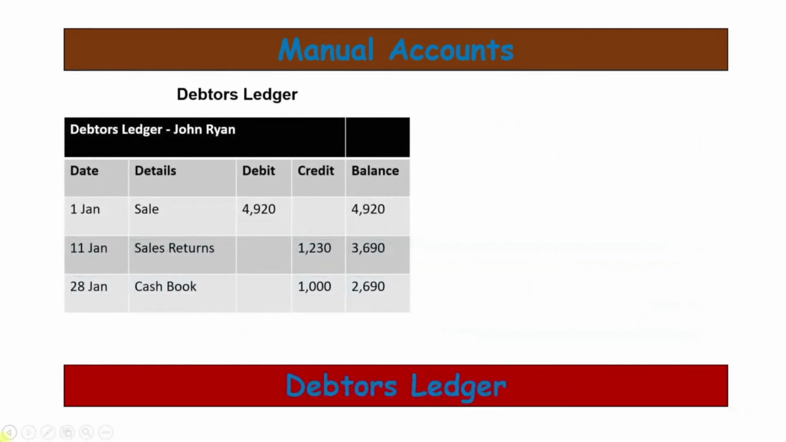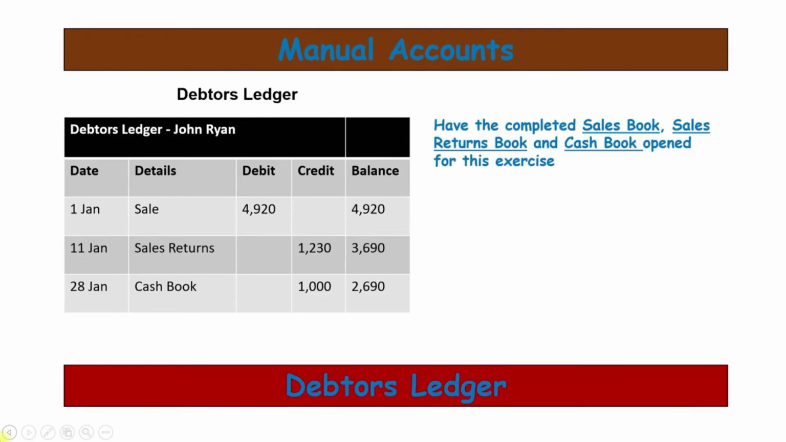We then complete the debtors ledger as shown before. Make sure to have the sales book, sales returns book and cash book open before you start the ledger. The information entered here must come from the completed day books and not the original exercise sheets, as the ledger is not a book of first entry. For each individual customer, extract the sales returns and payments from the relevant day books and enter them in date order.